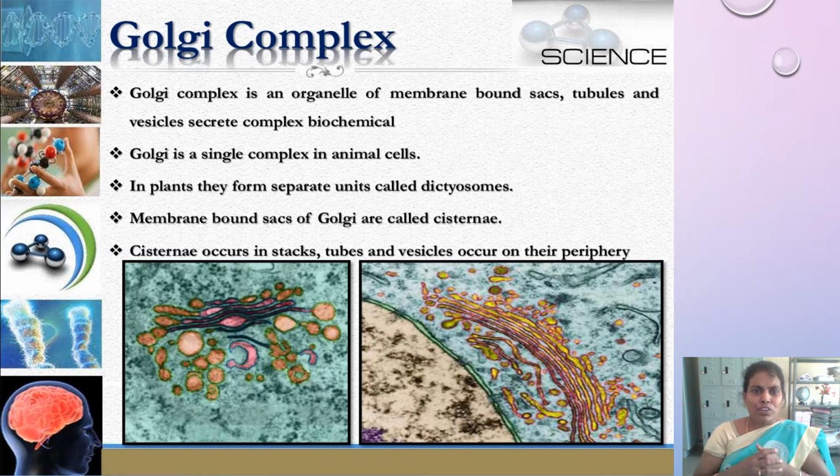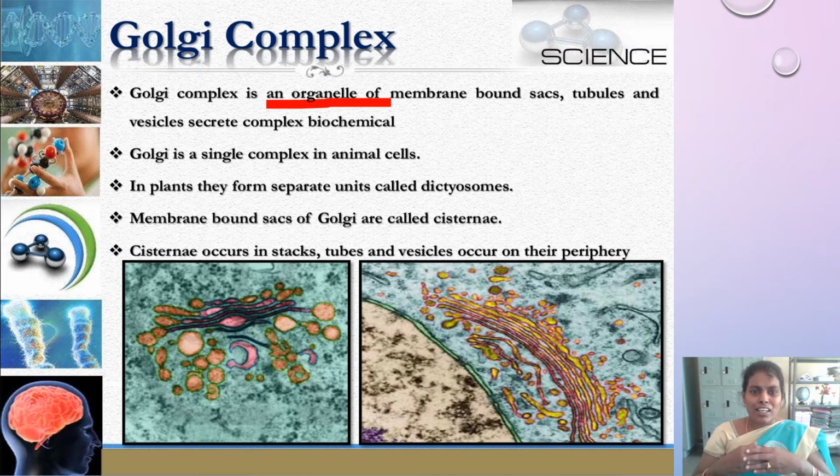Now let us see about the Golgi complex. The Golgi complex was first described by Camillo Golgi, a scientist. The Golgi complex is an organelle of membrane-bound sacs, tubules and vesicles, and it secretes complex biochemical substances. Golgi complexes are nothing but sac-like structures. They have interlinked connections with the endoplasmic reticulum, with the walls of the endoplasmic reticulum only.